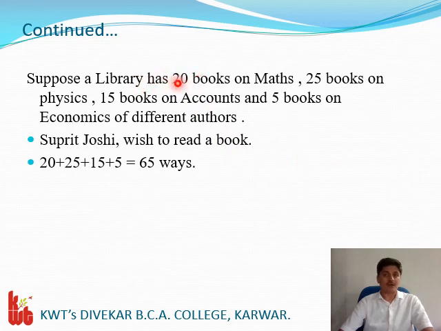How many ways can he read a book? A maths book can be read in 20 ways. Similarly, a physics book can be read in 25 ways. An accounts book can be read in 15 ways, and lastly an economics book can be read in 5 ways. So he has 65 different ways to read a book at the moment. Hope you are clear with this example.